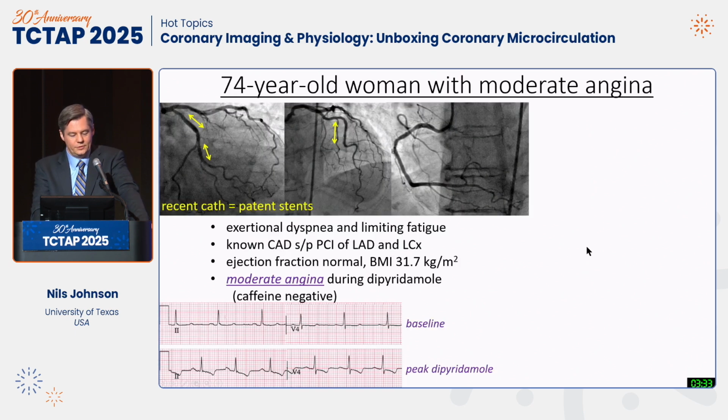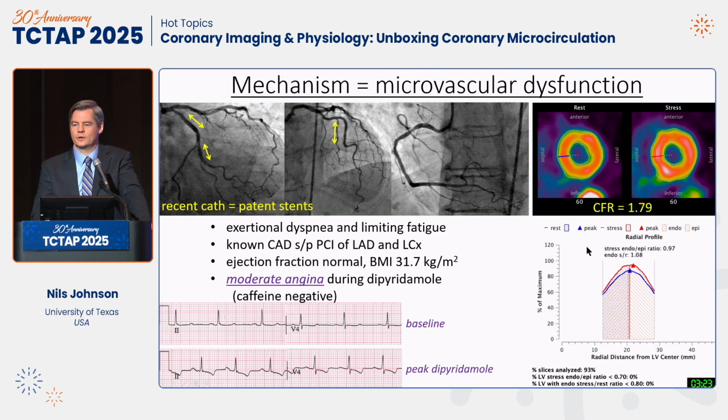Let's think about a couple other scenarios. So this is a woman who developed moderate angina as well as EKG changes during vasodilator stress. You can see that she has coronary disease, but her stents are patent. And the mechanism for her is the uncommon situation of intrinsic microvascular dysfunction. She simply cannot vasodilate. Her coronary flow reserve is about 1.8.